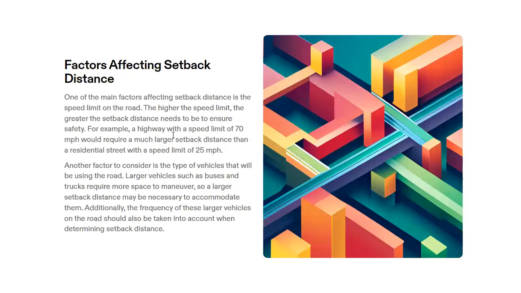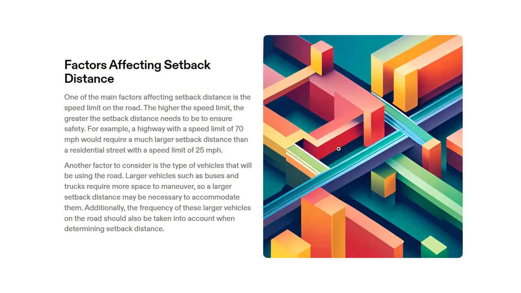Now the next one is factors affecting setback distance. One of the main factors is the speed limit on the road. We have seen in this picture: the higher the speed limit, the greater the setback distance needs to be to ensure safety. For example, a highway with a speed limit of 70 km per hour would require a much larger setback distance than a residential street with a speed limit of 25 km per hour.